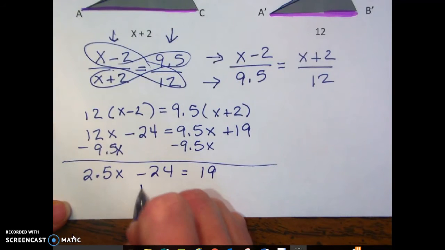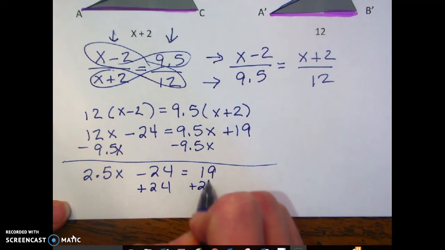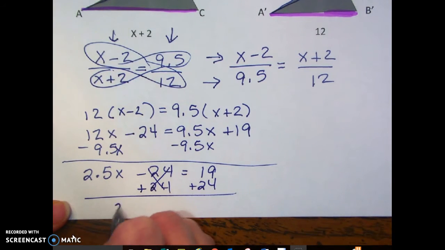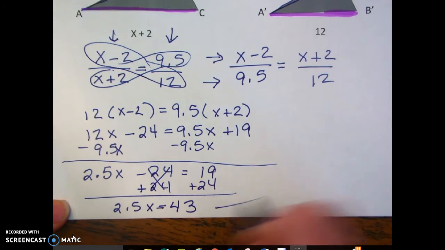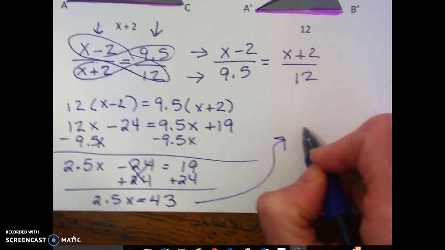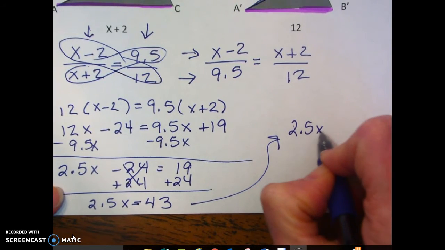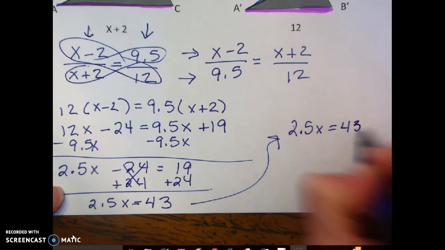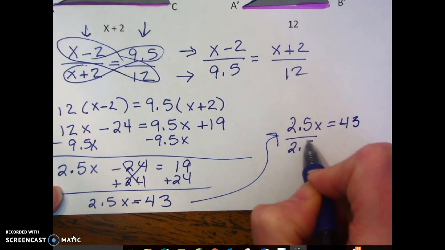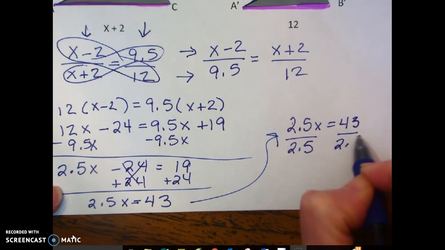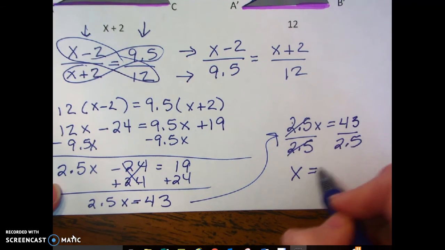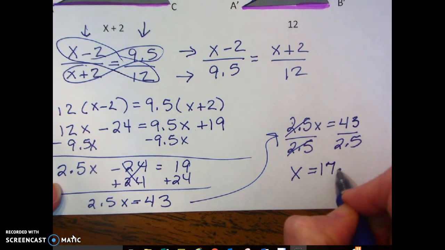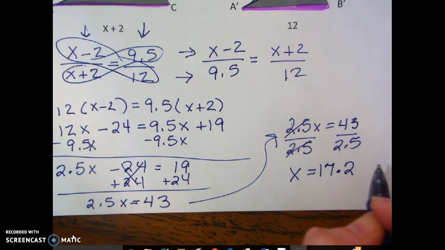Two steps, add 24, 2.5x equals 43. I'm going to move this up here so I have more room. 2.5x equals 43. And now my last step is to divide by 2.5 to get my x alone. And I will get 43 divided by 2.5 is 17.2.